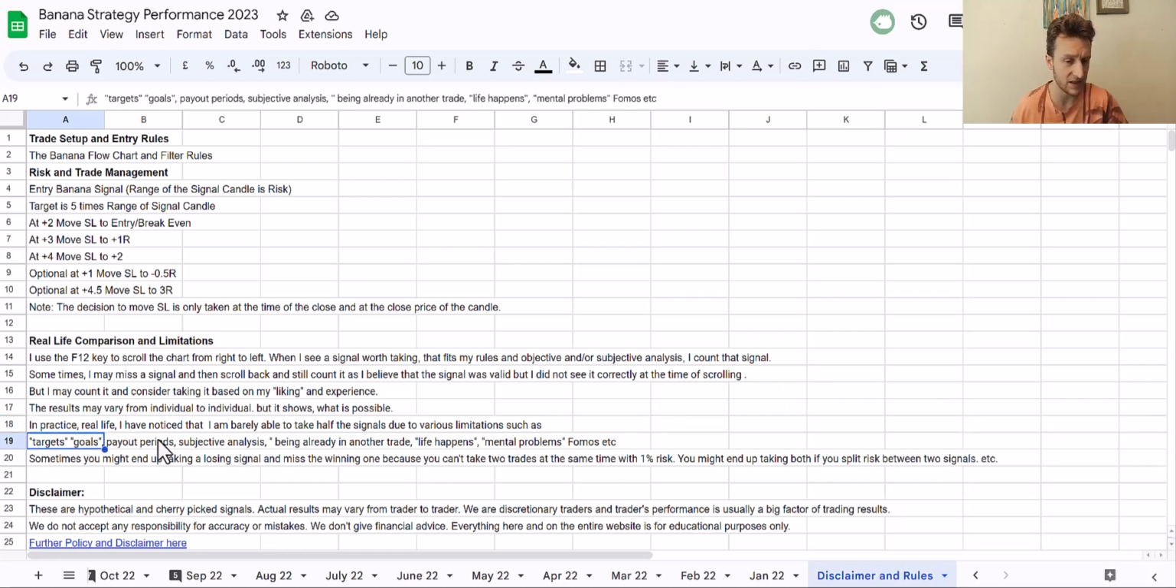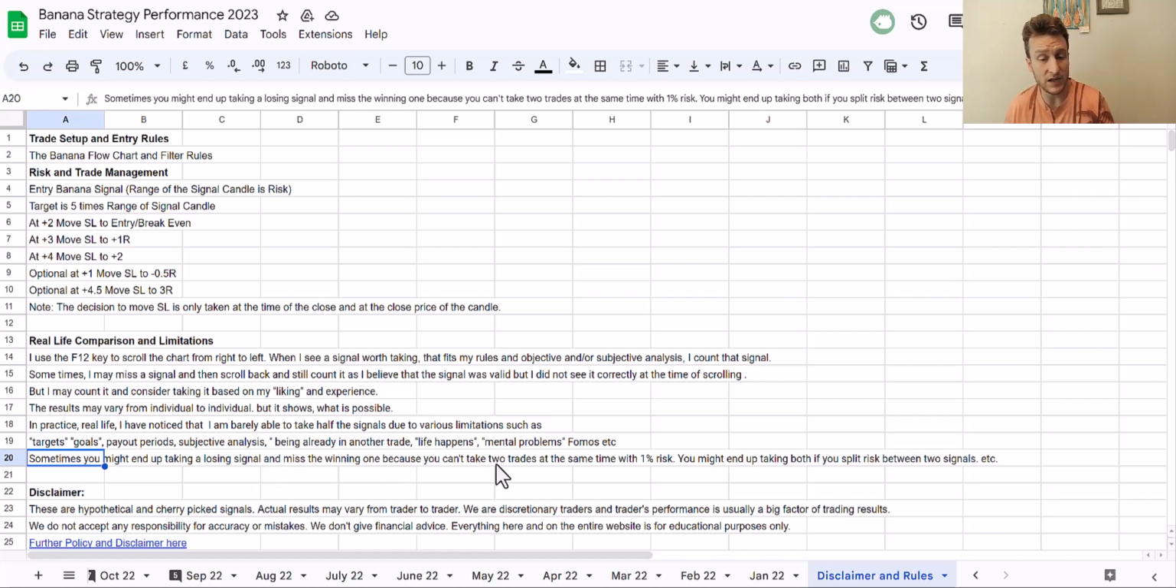Now, in real life, in practice, I can take about half of these, due to such things as payout periods, being in another trade, life happens, in short. Mental problems, FOMOs, things of that nature. Sometimes you might end up taking a losing signal and miss the winning one because you can't take 2 trades at the same time, since we only recommend risking 1% at a time. You might take both if you split your risk, like 0.5% on one trade and 0.5% on the other. But for this spreadsheet, we don't do that. We're just counting 1% risk.